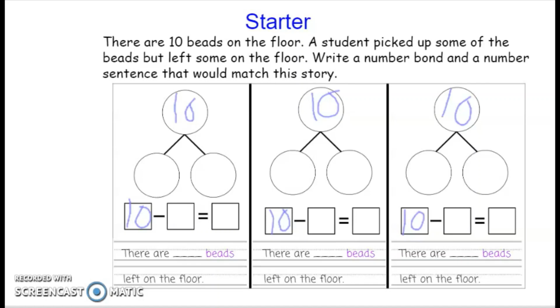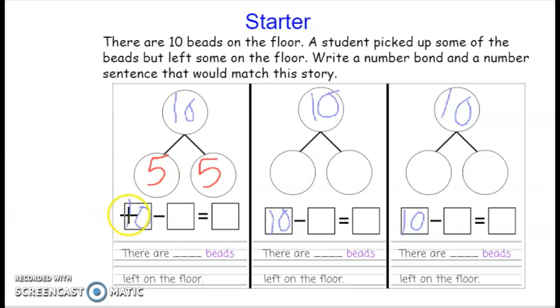Great job. Welcome back. Let's go ahead and do this together as a team. A fact that I know that we also learned are doubles. And doubles was something that I thought of immediately when I was thinking about a way to make 10. What is the doubles fact that makes 10? That's correct. It's 5 and 5.